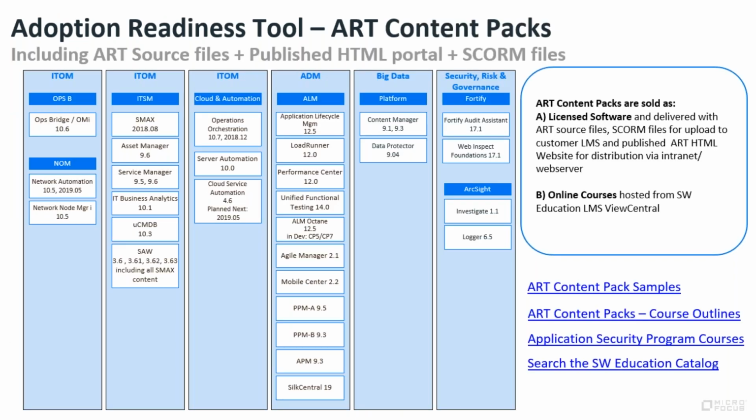So here is an overview of these content samples. You can see we have a large amount of content in the ITOM space, from SMAX to OpBridge to network automation, to business analytics, UCMDB, asset manager, operations orchestration, to ADM related content with UFT, performance center, LoadRunner, application lifecycle management, mobile center, etc., etc. And we have some content available as well in the security domain, like Fortify, WebInspect. And we also have ArcSight available as well.